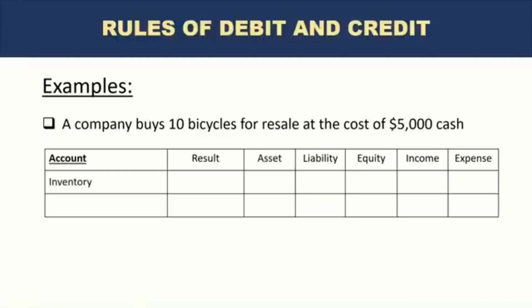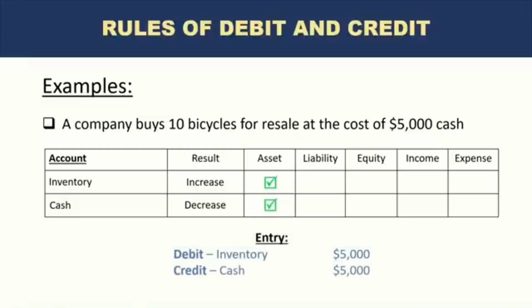Now, any assets that the company buys for resale, and as long as they are with the company and not sold yet, are considered stock or inventory in accounting language. And the other side of the entry would of course be cash. So what's happening to inventory? Of course, it's increasing. The company has, let's say, 0 inventory of bicycles. Now they have 10 bicycles. So there is an increase in this asset. And on the other side, there is a decrease in the asset, which is cash. So increase in asset is debit, decrease in asset is credit. So the accounting entry would be debit inventory $5,000, credit cash $5,000.